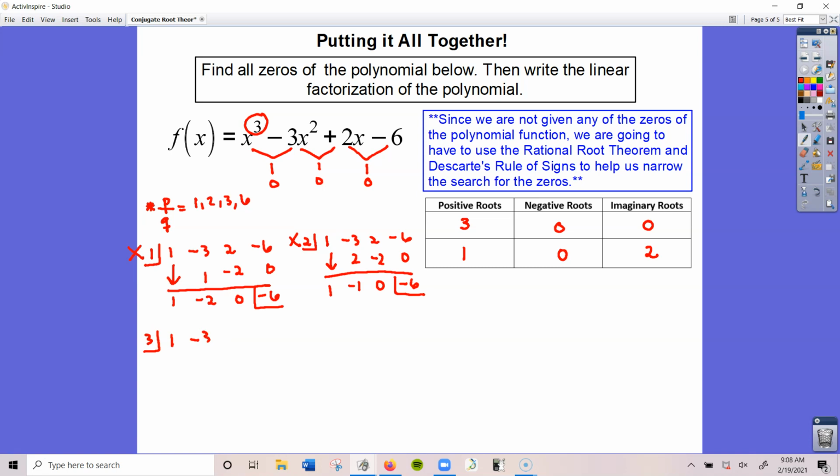We have 1, negative 3, 2, negative 6. Bring down the 1. 1 times 3 is 3. Negative 3 plus 3 is 0. 0 times 3 is 0. 2 plus 0 is 2. 2 times 3 is 6. And finally, we end up with a remainder of 0. So I'm going to start my list here for my roots, slash zeros, they're the same, which is x is equal to 3.